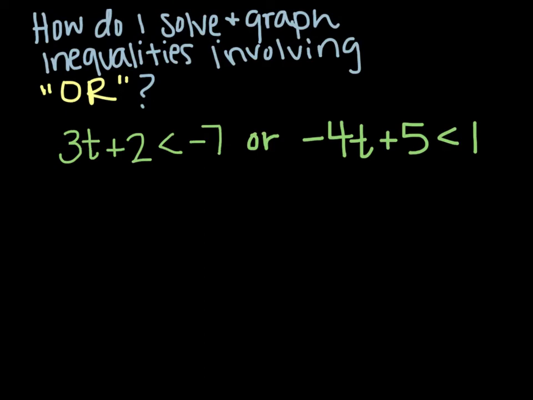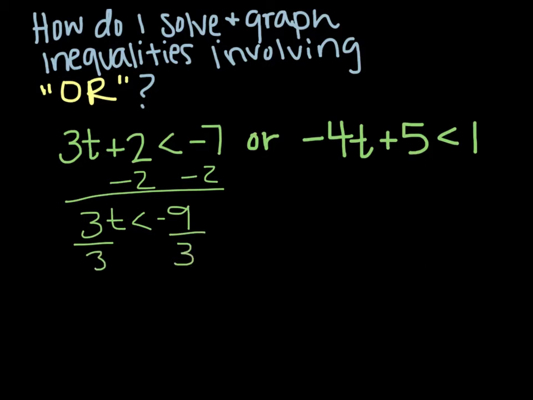Okay, now we have inequalities involving "or." How do we do those? Basically the same thing, only it's already broken up for you. So you're just going to solve the two problems as they are written. So minus 2 on both sides. 3t is less than negative 9. Then divide by 3. And t is less than negative 3.